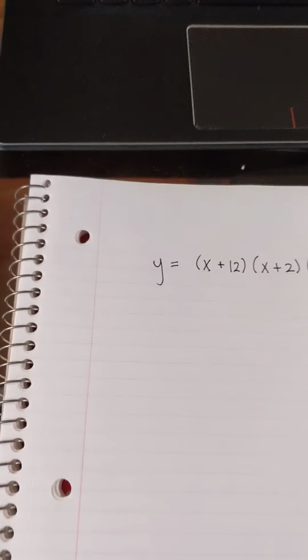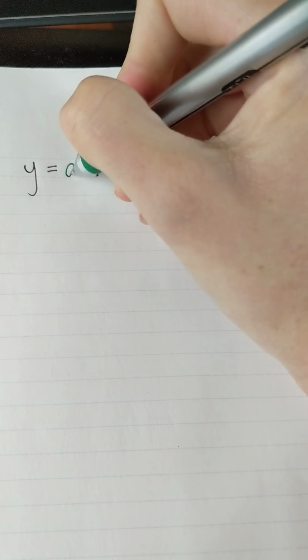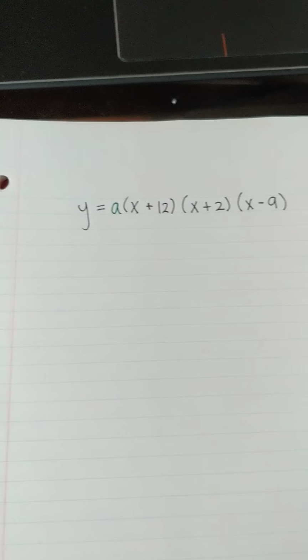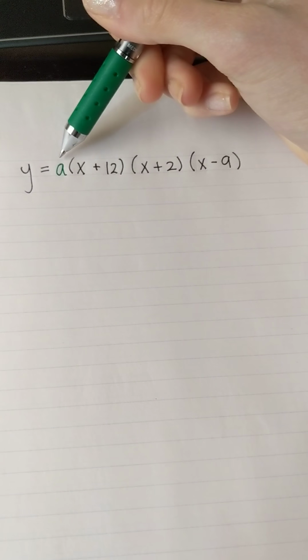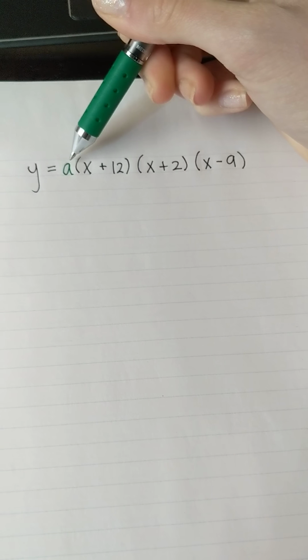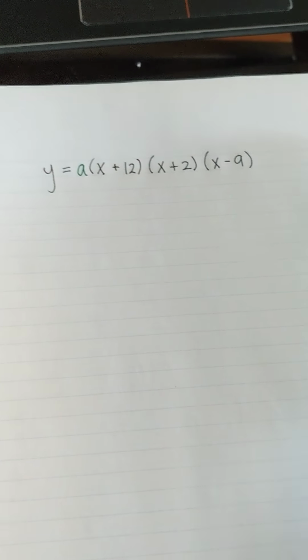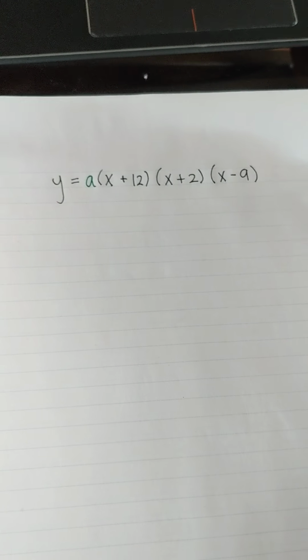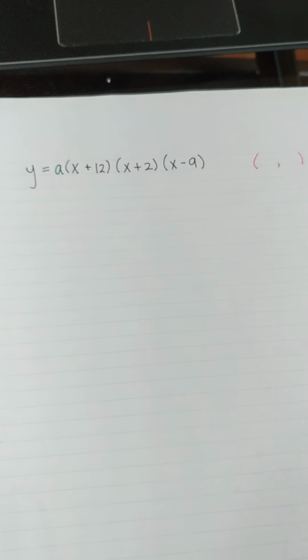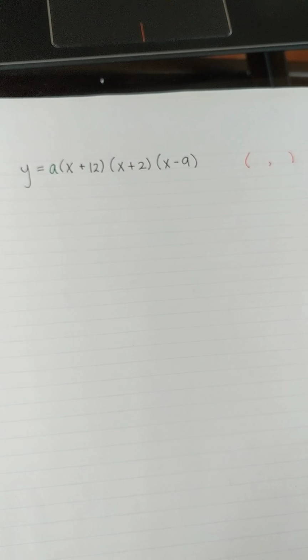So I go back to my equation, and I'm going to put an a in front of this. And that's the value that I need to figure out. So how do I figure out what the a value is? Well, I just need to find a point that's on my graph. So I need to find some xy from my graph, and then I can plug that in and solve for a.